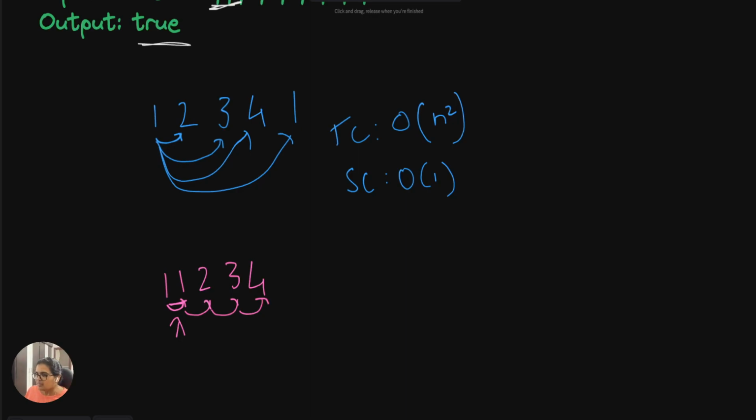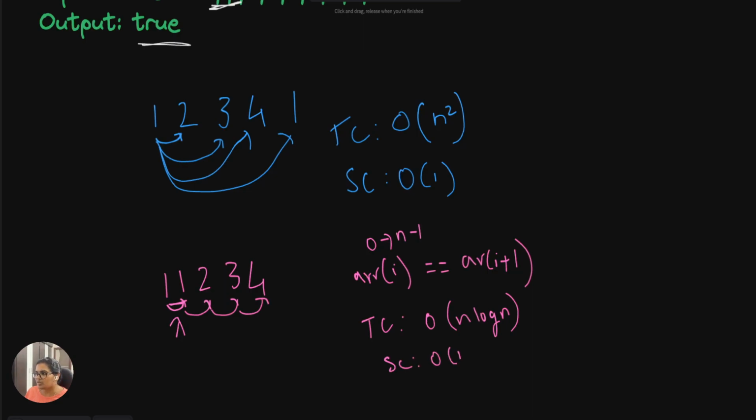That means what we are saying is, given the array, if the element at index i is equal to the element at index i plus 1 after sorting, we do this from 0 to n minus 1, then that means we have a duplicate. So what will be the time complexity for this case? We have to sort, so the best case we can do for sorting is order of n log n. Here again there is no extra space, so space would be order of 1.